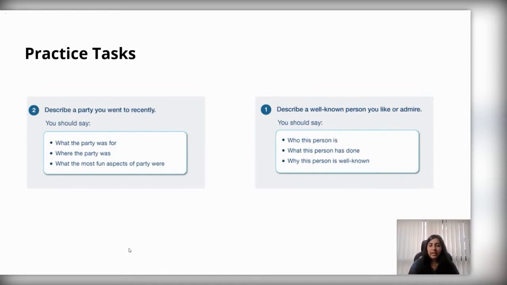All right. Let's look at another practice task that we have here. Describe a well-known person you like or admire. Okay, now what is this? This is in the present tense. So when you're answering, you need to speak in the present tense. Okay, you need to tell who this person is, all that stuff. All your answers need to be in the present.